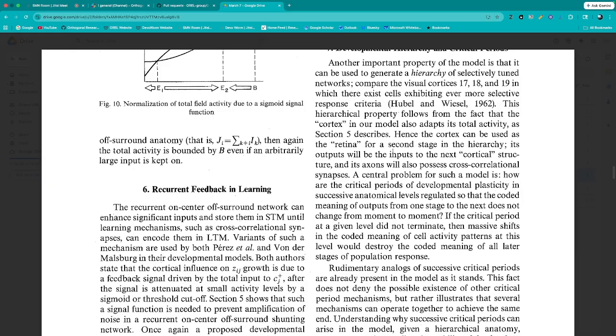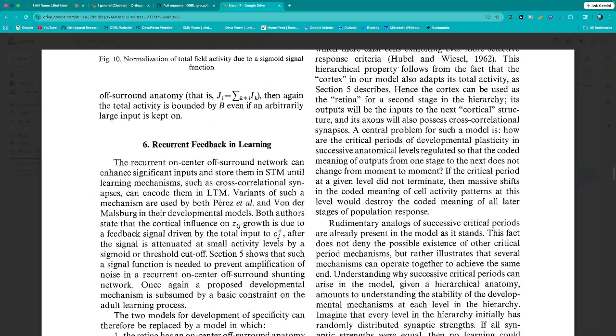A central problem for such a model is, how are the critical periods of developmental plasticity in successive anatomical levels regulated so that the coded meaning of outputs from one stage to the next does not change from moment to moment? So in other words, how do you keep this plasticity? How do you lock in the adaptive results of this plasticity? If you have a plasticity mechanism, things could just drift continually and end up at a place that's not optimized, or not even something that's learned. So you could just keep adapting or changing constantly and never lock in on the solution. And so that's what he's talking about here. Why is it that biological systems lock in on that solution and not just change until a certain point and then stop, and then you end up with something that actually doesn't learn anything?